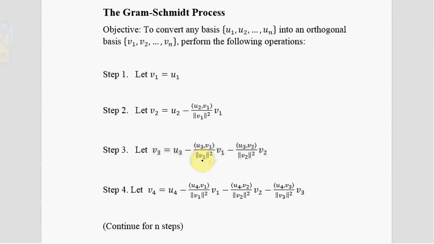So here, the objective is to convert any basis, U sub 1 to U sub n, into an orthogonal basis, and then from there, convert the orthogonal basis to an orthonormal basis. We first try to convert the basis to an orthogonal basis. U1, U2, and U sub n is what's given. You need to find V1 and so on. So let V1, the first one, be the first vector, U sub 1.